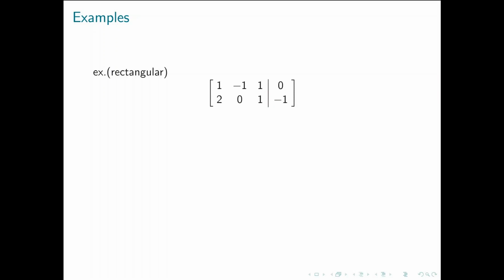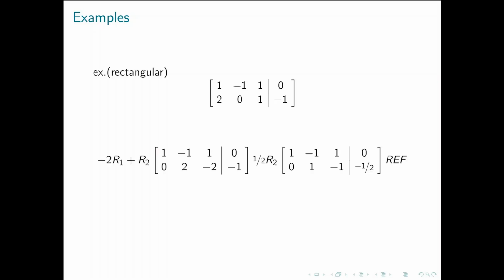So here's another example of a system. This is a rectangular matrix. I suppose a square matrix is also rectangular, but I mean explicitly non-square. And of course, this would correspond to the system written in equation form as x minus y plus z equals 0, and 2x plus z equals -1. Of course, that middle term just means plus 0y.